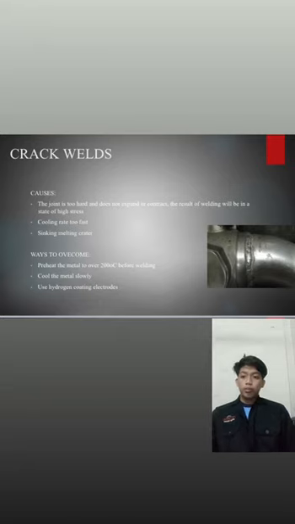So the preventative solution to avoid welding cracks is to heat the metal to over 200 Celsius before welding. Then cool the metal slowly, and finally use hydrogen coating electrodes.